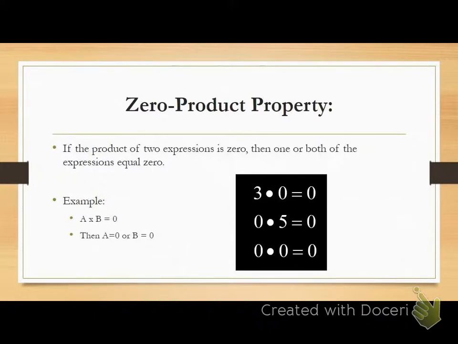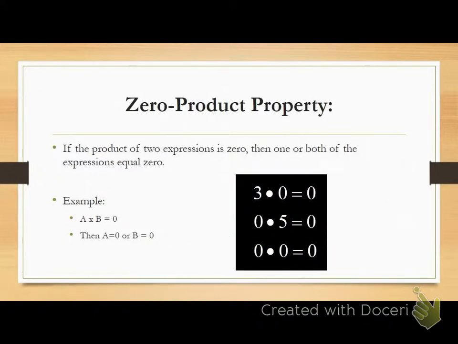The background of the factoring method, the reason why it works, is because of something called the zero product property. The zero product property says that if you're going to multiply two things together to equal zero, one of them has to be zero, right? And so you see here 3 plus 0 is 0, 3 times 0 is 0, 0 times 5 is 0, 0 times 0 is 0. So it doesn't matter which one of the two things is 0, as long as at least one of them is, then when you multiply them, they will give you 0.